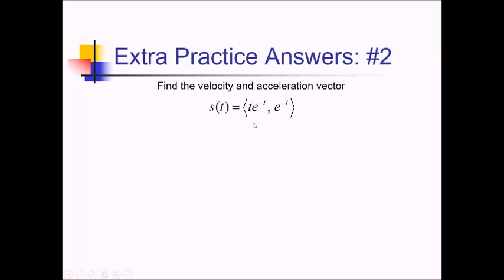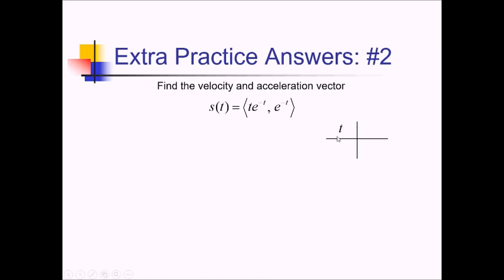For this one, we're trying to figure out the velocity and acceleration vectors given the position vector here. So we just need to take the derivative of each component to get the velocity vector. So let's do the x component first. That's going to require the product rule, so let me set up the box and ribbon.